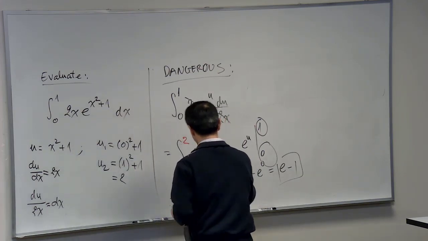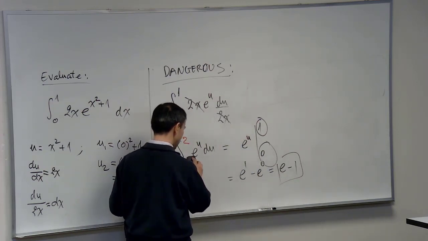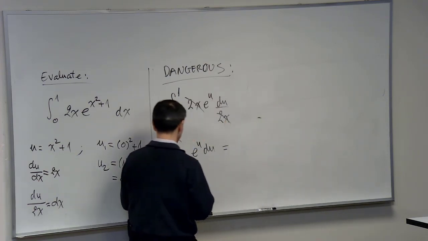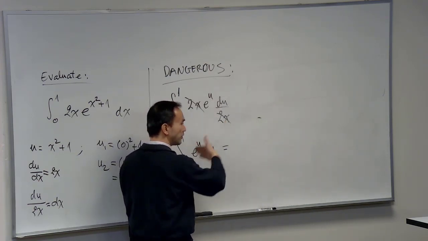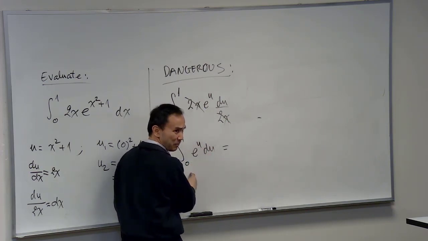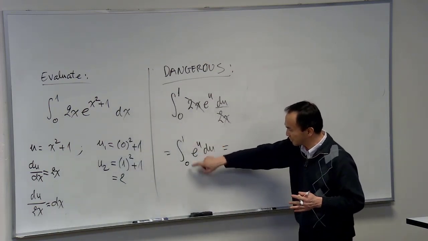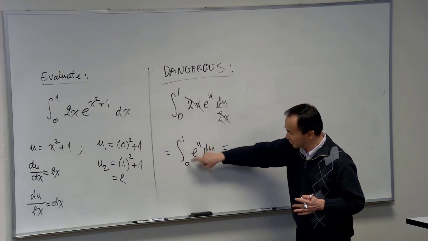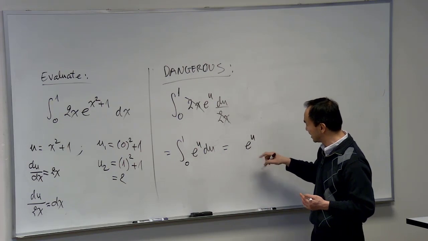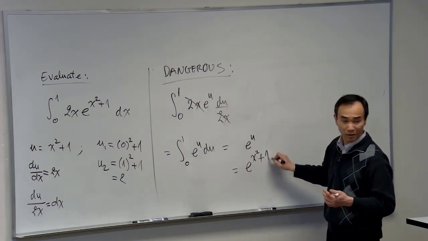A lot of times students did this, and then they have to force themselves to remember that this is for x, this is for x. They force themselves to put 1 and 0 here, and they force themselves to remind themselves that, hey, with e to the u here, get an antiderivative, and then bring back the e to the x squared plus 1 like that.